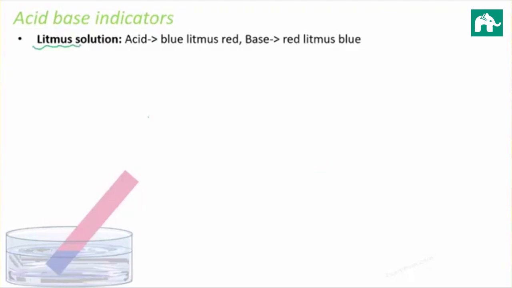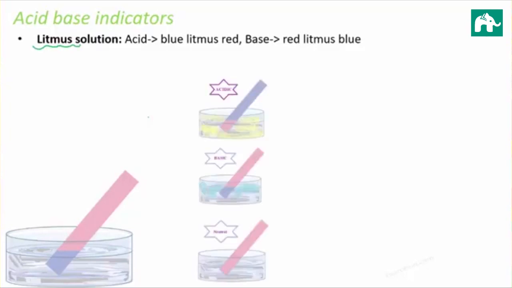You must have seen the litmus papers, the blue litmus paper and the red litmus paper. So the easiest way to test an acid or a base. What happens in an acidic solution? The blue litmus paper turns red. So if you can see here, this was a blue paper and it turned red in contact with an acidic solution. Similarly, just the opposite happens with a basic solution, that is, a red litmus turns blue in a basic solution, and the color doesn't change in a neutral solution. And this is how we can test whether a particular solution is acidic, basic or neutral in nature.